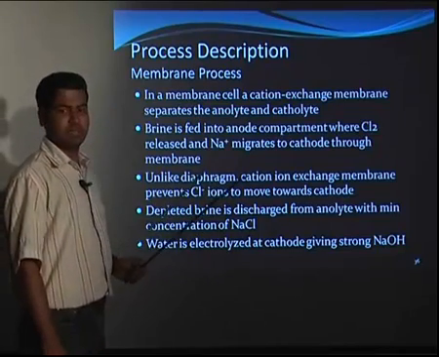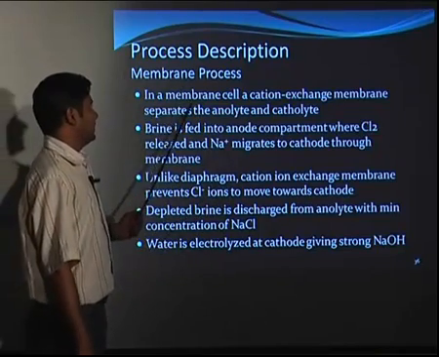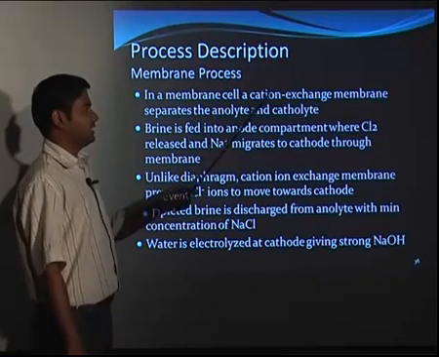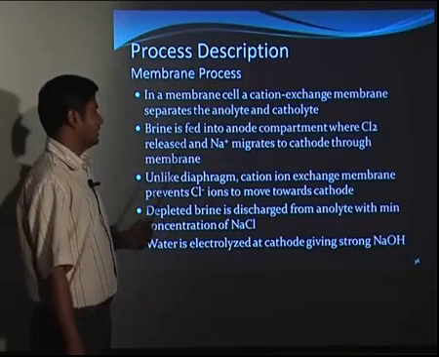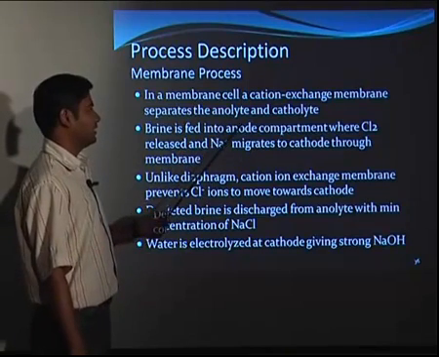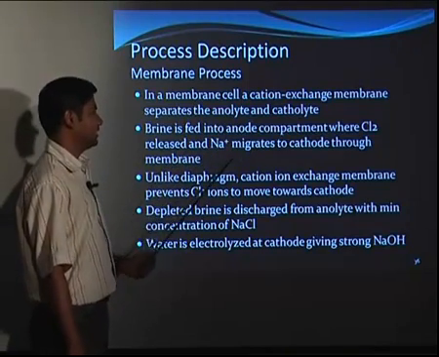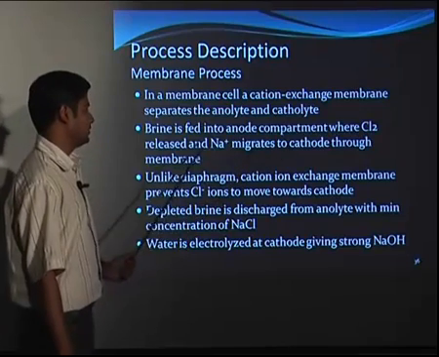Now we will see the membrane process. Here in the membrane cells, a cation exchange membrane separates the anolyte and the catholyte. Brine is fed into the anode compartment where Cl2 is released and Na+ migrates to the cathode through the membrane.